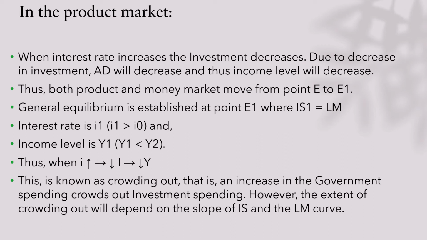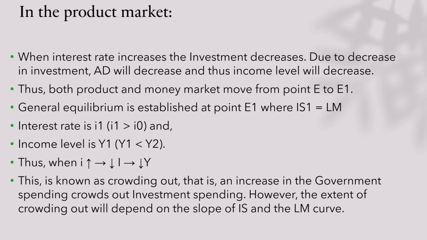General equilibrium is established at E1, where IS1 is equal to LM. So here the interest rate I1 is greater than I0, and the income level Y1 is less than Y2. Thus, when the interest rate increases, investment would fall and income would fall. This is known as crowding out, and this is a result of the increase in government spending. We have seen that an increase in government spending would affect the interest rate, and as a result, how this would affect the investment of the private parties.